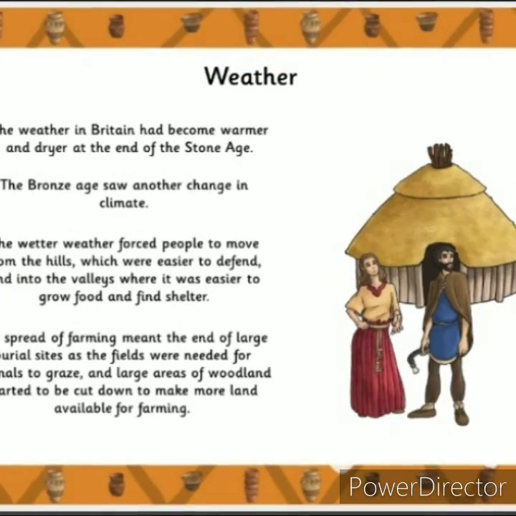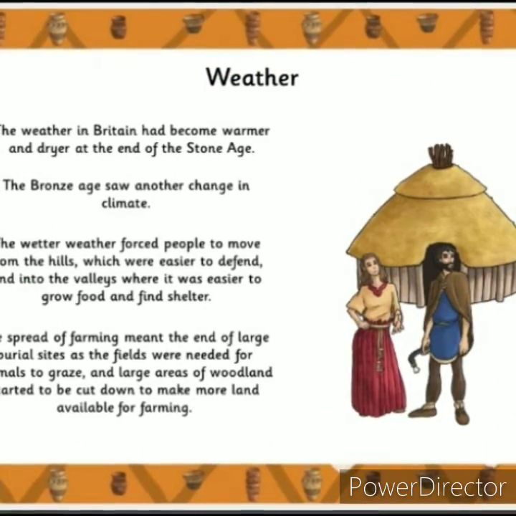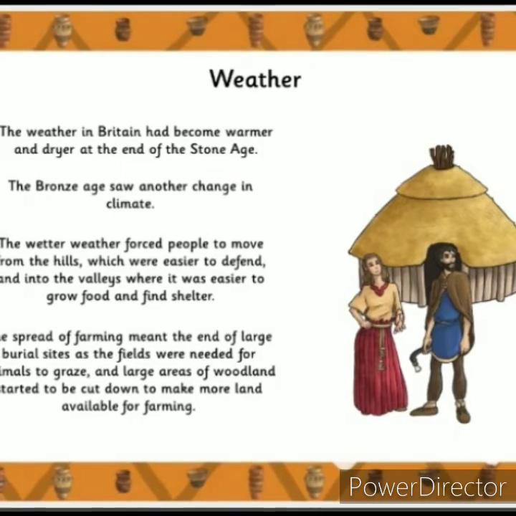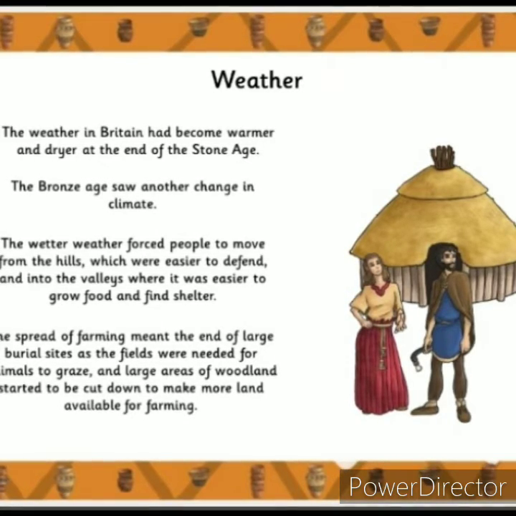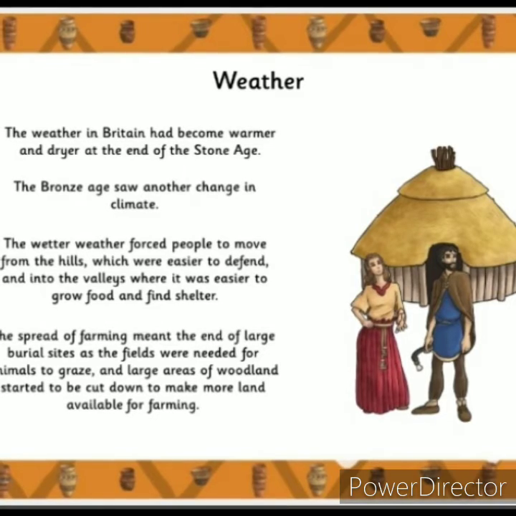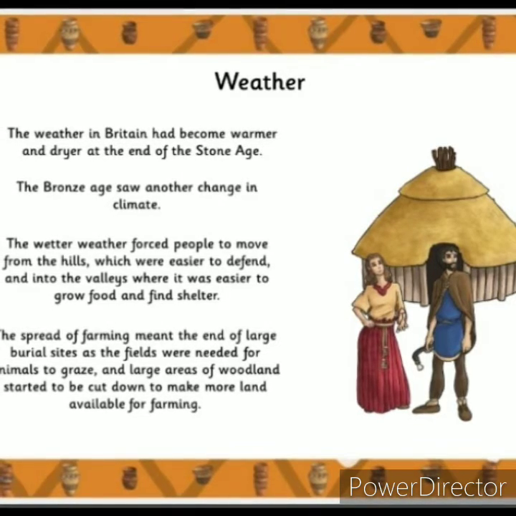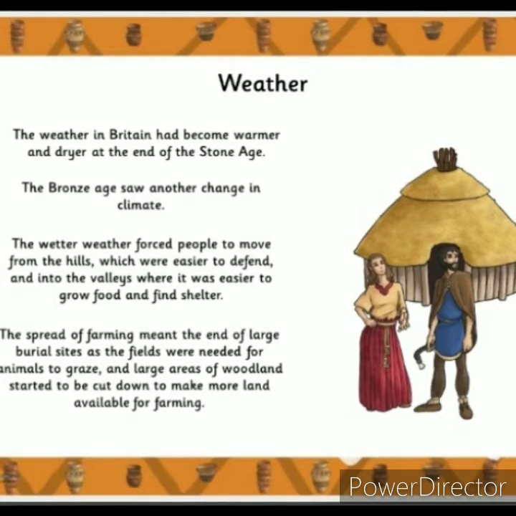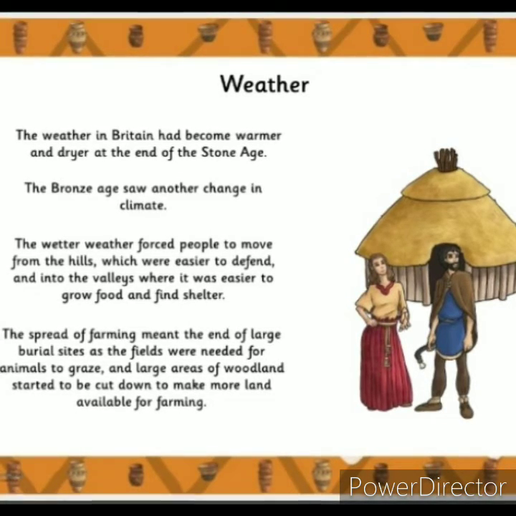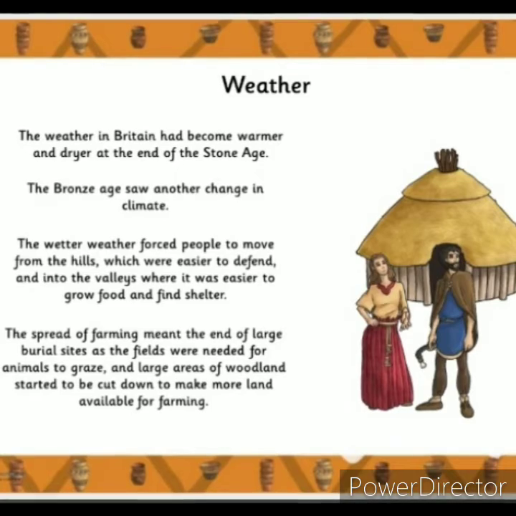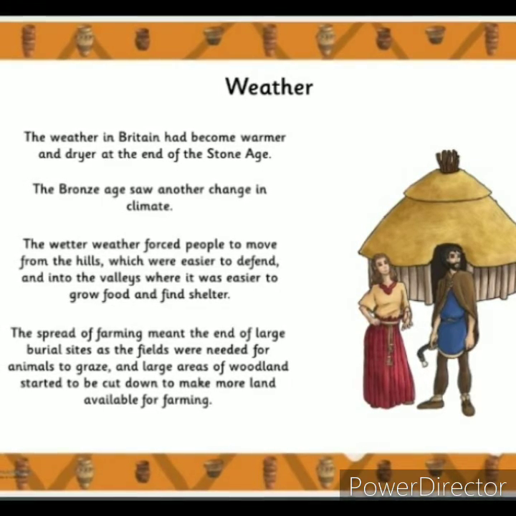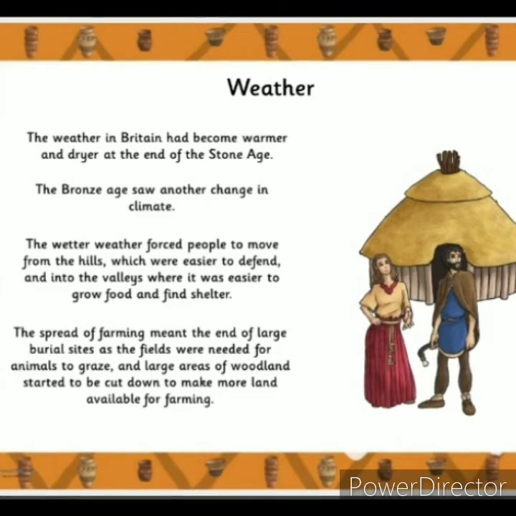So now, after talking about the woolen clothes, we will see what kind of weather there was. The weather in Britain became warmer and drier at the end of the Stone Age, whereas in the initial Stone Age the weather was more humid and colder. The cold and humid weather was there. The Bronze Age saw another change in the climate.